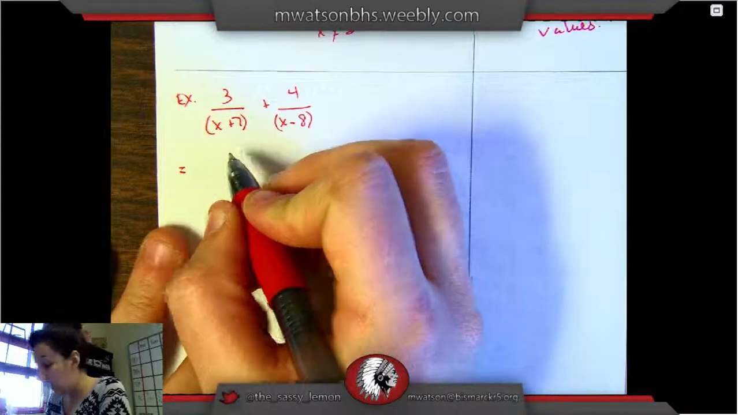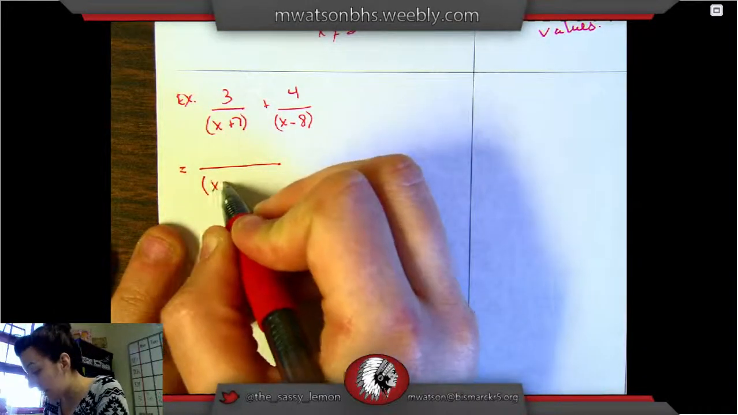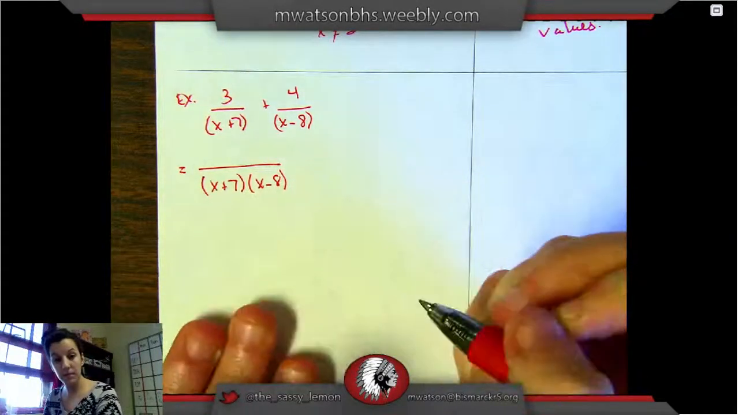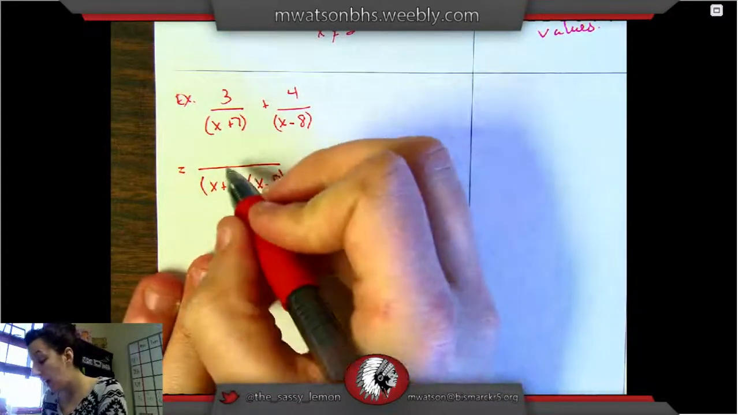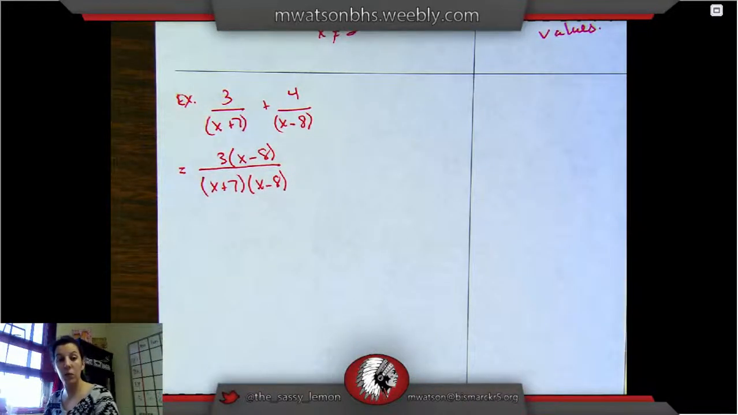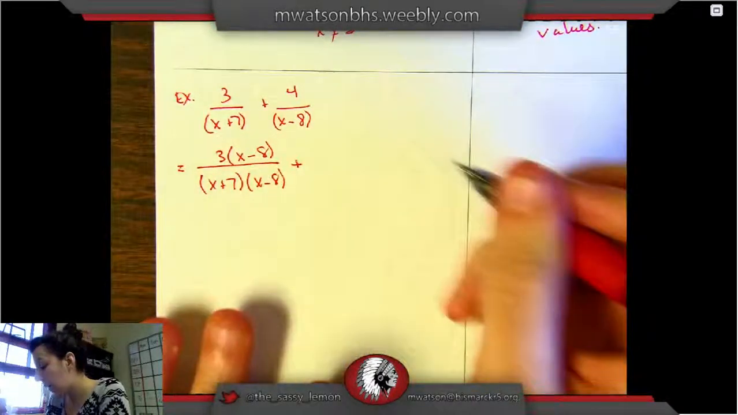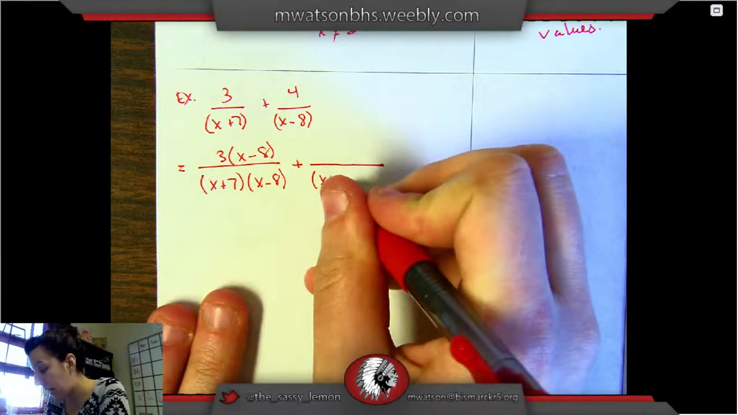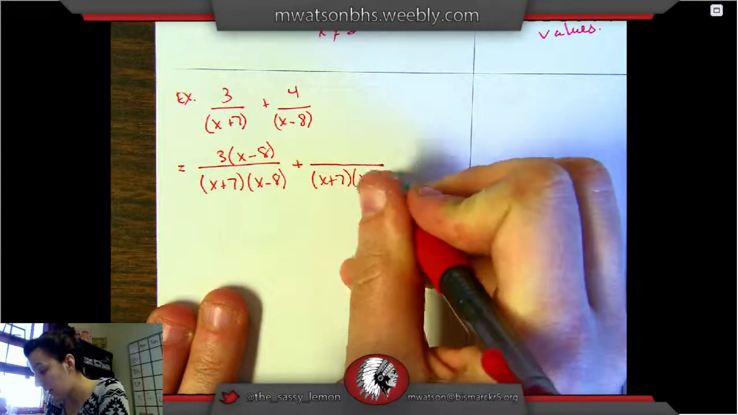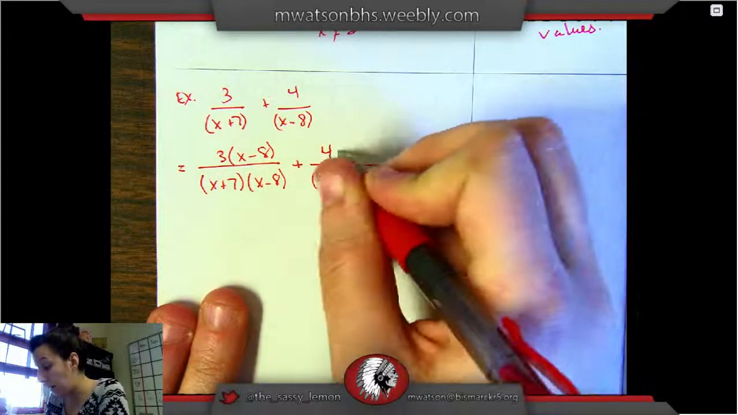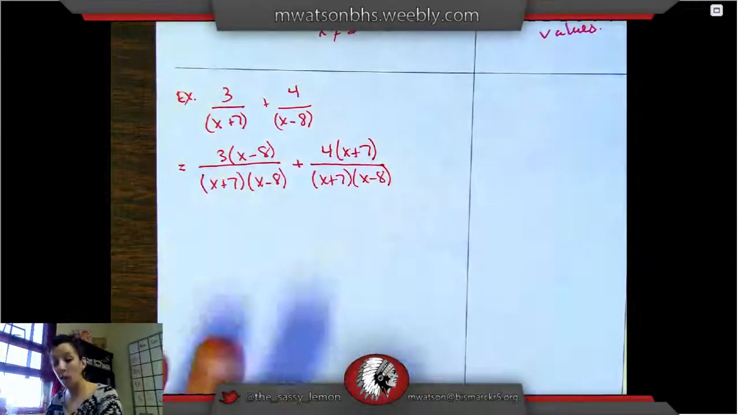This fraction on bottom is going to get multiplied by x minus 8. So that means on top we have to do the same. You can't just do it to one side of the fraction. We're multiplying by x minus 8 on bottom and on top. And then the second fraction, we're actually multiplying by x plus 7 on top and bottom. So what you do to the bottom, you do to the top. And this is what it will look like.